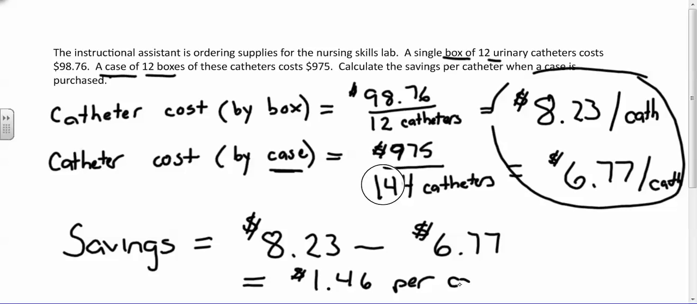So that's how much we're saving. So if you know you're going to go through a lot of catheters, it's wiser to buy them by the case because we get them for a smaller price per catheter. We save $1.46 per catheter.